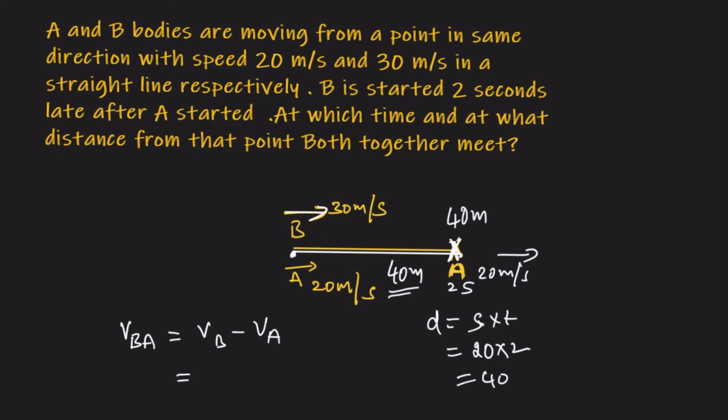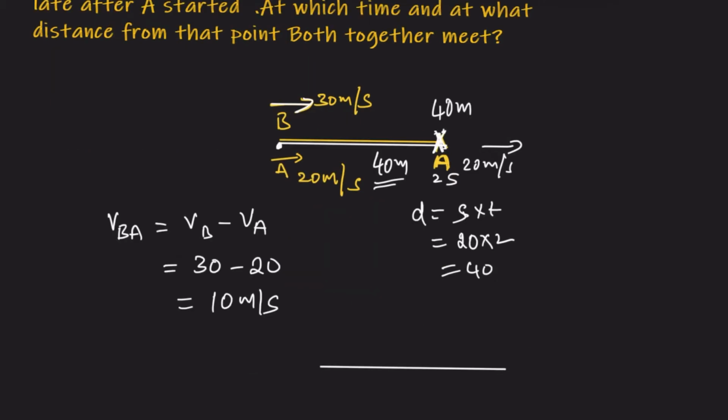Both are in the same direction, so both velocities are taken as positive. The velocity of B is 30 and the velocity of A is 20 meters per second. 30 minus 20 is 10 meters per second. So the relative velocity of B with respect to A is 10 meters per second. There is a 40 meter gap between A and B, and VBA, the relative velocity, is 10 meters per second.